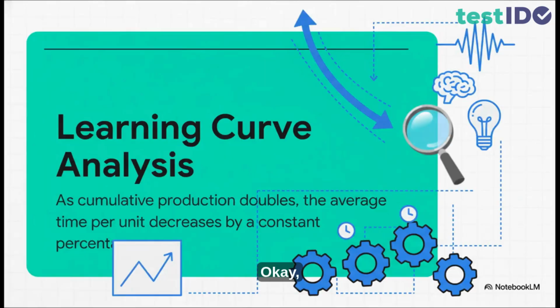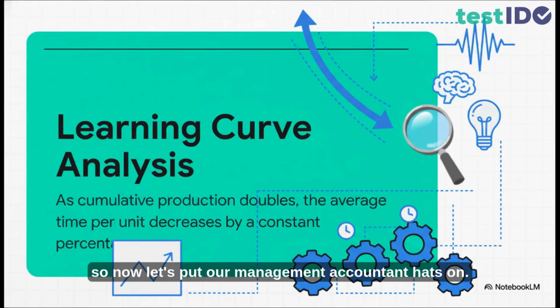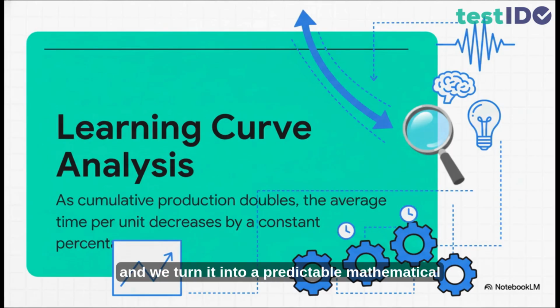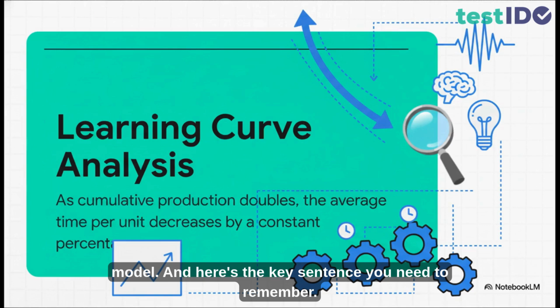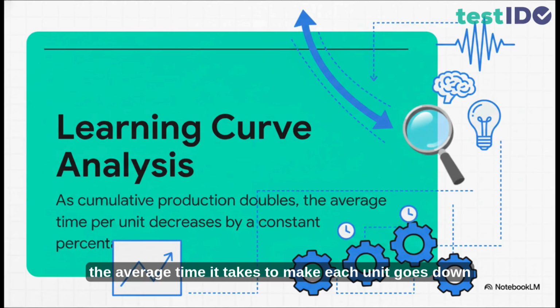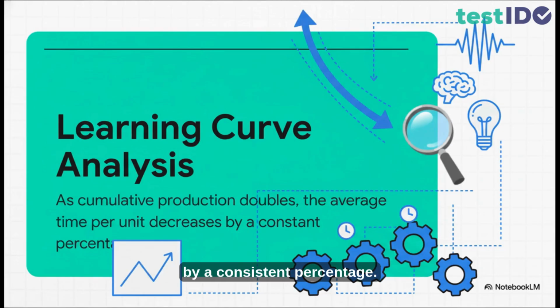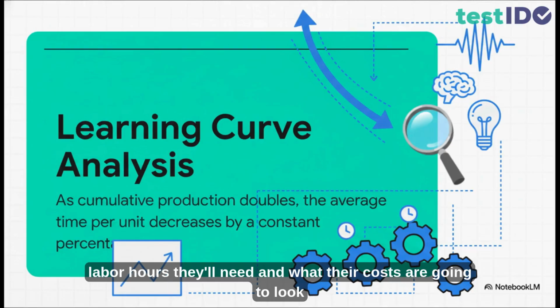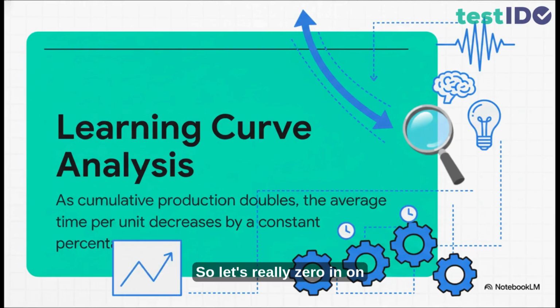Simple as that. Okay, so now let's put our management accountant hats on. We take that very simple idea and we turn it into a predictable mathematical model. And here's the key sentence you need to remember. As your total production doubles, the average time it takes to make each unit goes down by a consistent percentage. This isn't just some abstract theory, you guys. For a company launching a new product, this is an absolutely essential tool for forecasting how many labor hours they'll need and what their costs are going to look like.